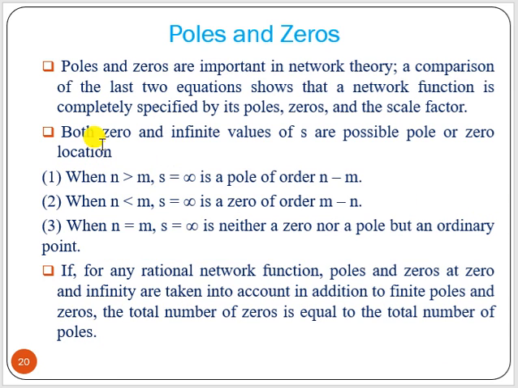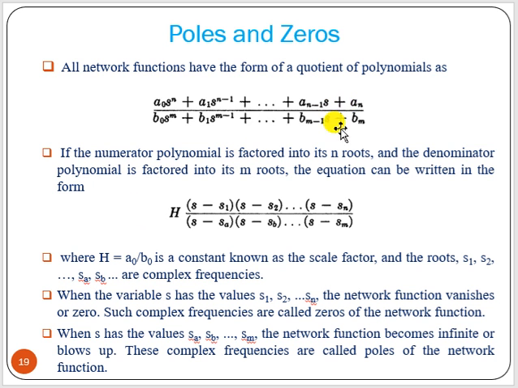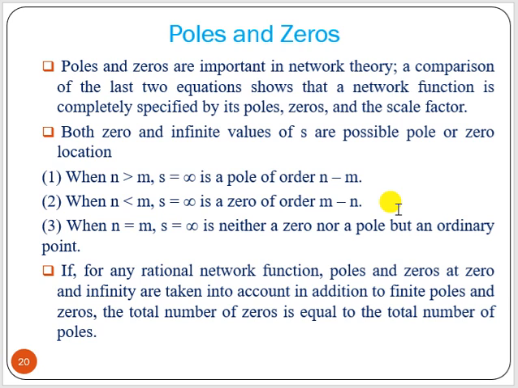Now in that case, both 0 and infinite values of s are possible pole or zero locations. When n is greater than m, where n is the order of the zeros and m the order of the poles, that means the number of zeros is higher. So what happens here? When n is greater than m, s equal to infinity is a pole of order n minus m.